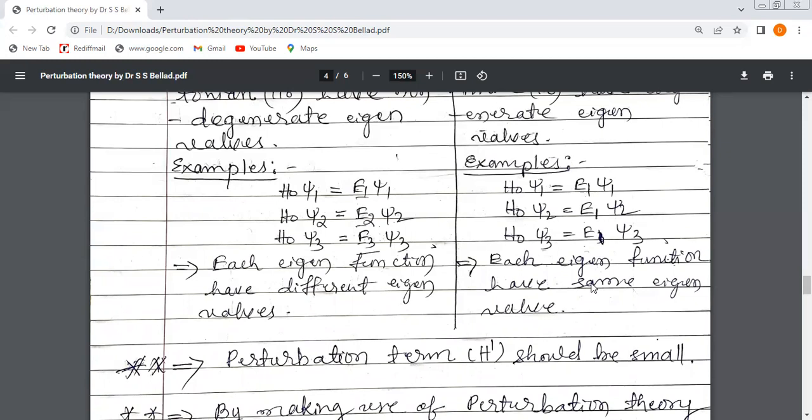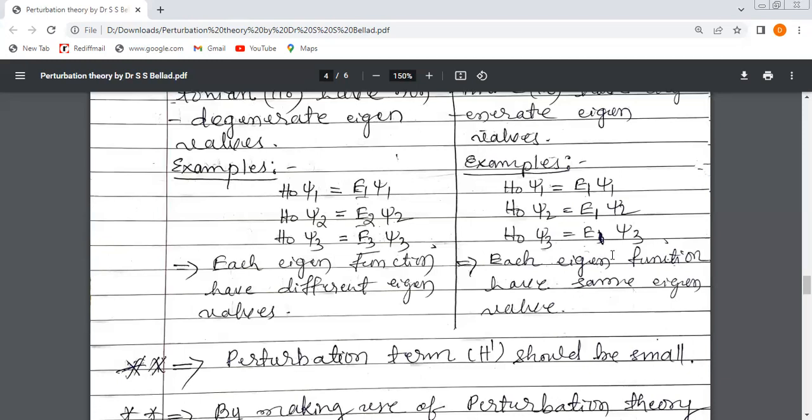This kind of wave functions are called degenerate wave functions, or this is also called the phenomenon of degeneracy. The phenomenon of degeneracy means different wave functions have the same energy value. So this is the case of degenerate perturbation theory.